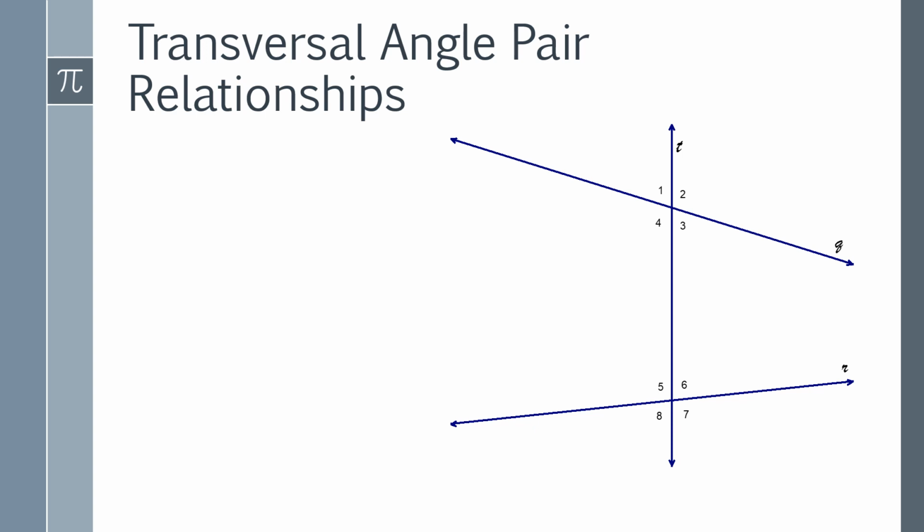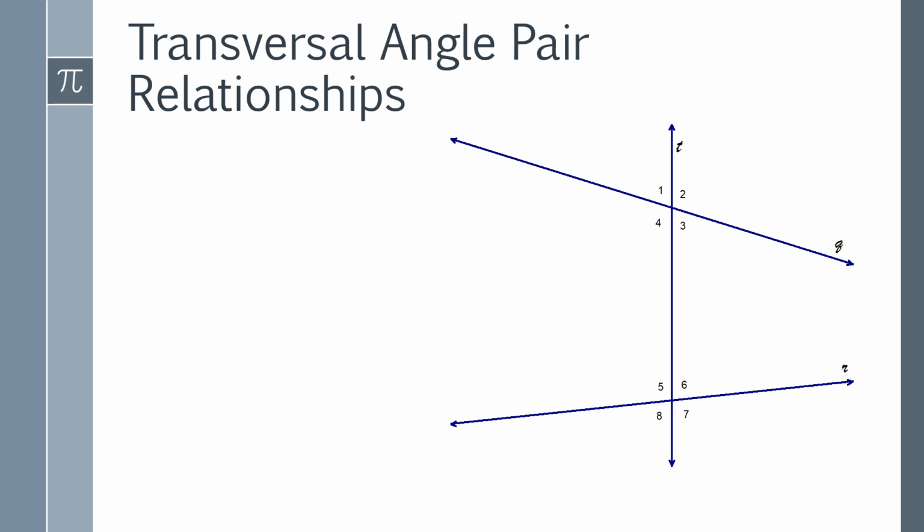Okay, so here we see two lines, okay? We have line Q and line R. So here's Q and here's line R. And this line here that's going up and down, this one here that I'm squiggling on, right? That is called line T. That's a transversal. A transversal is a line that cuts across two other lines, okay?